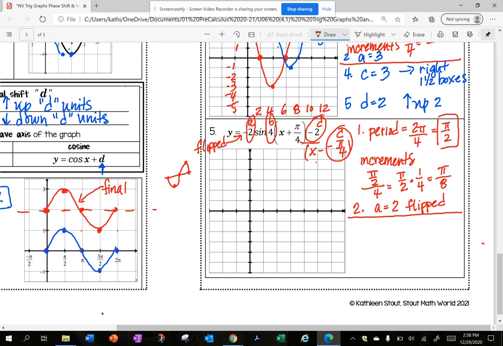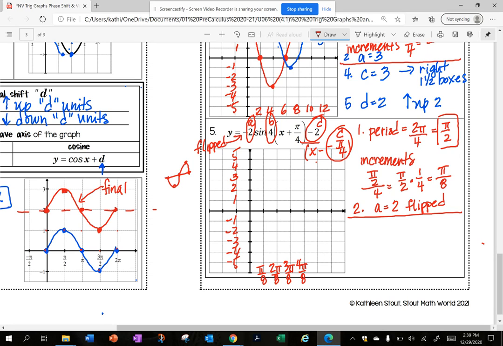So let's graph that. So I know I am counting by pi over 8. So each box horizontally is pi over 8. So here's pi over 8, 2 pi over 8, 3 pi over 8, 4 pi over 8. So each horizontal box is pi over 8. Vertically, I'm just going to count by ones. So 1, 2, 3, 4, 5, negative 1, negative 2, negative 3, negative 4, negative 5.